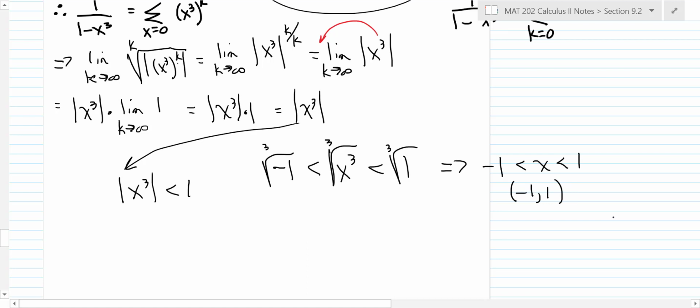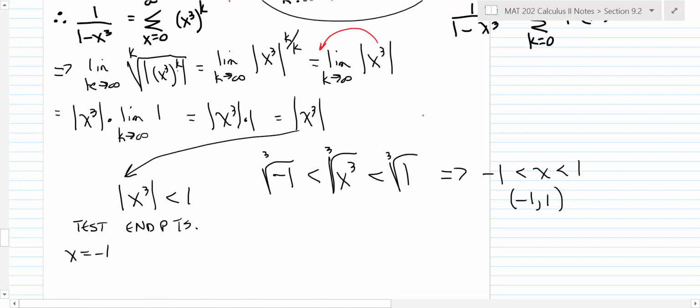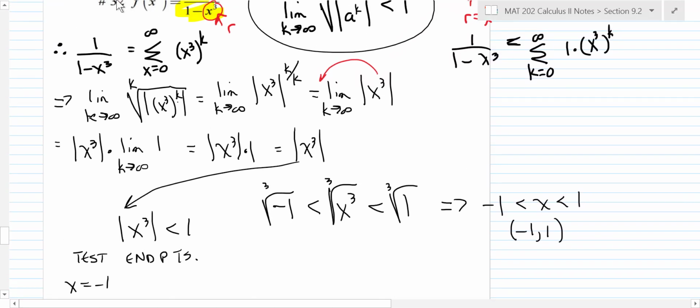So we've got that now. What we have to do next is go through and test the endpoints. That's what you're always doing on this. If you're getting an interval of convergence, you have to test those endpoints. So let's go to x equals -1, and let's go to x equals 1. Now, the series we're doing was, let's see, where's my series? Right here. This is the series we're testing.